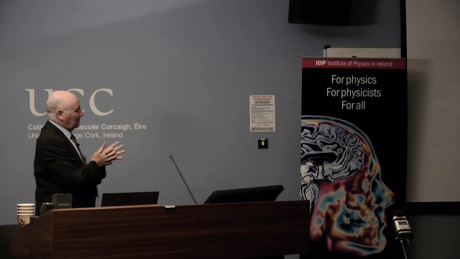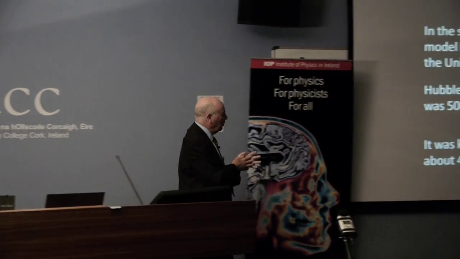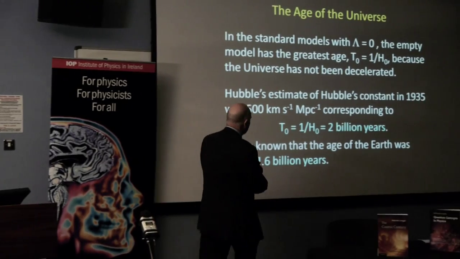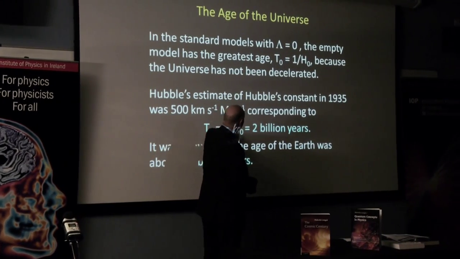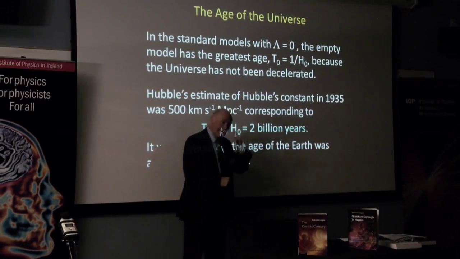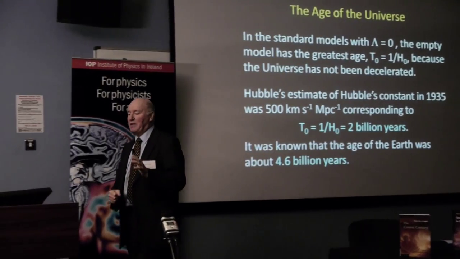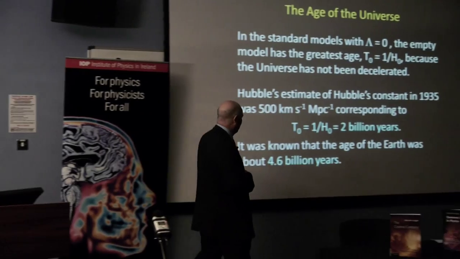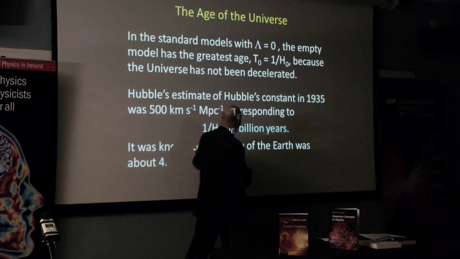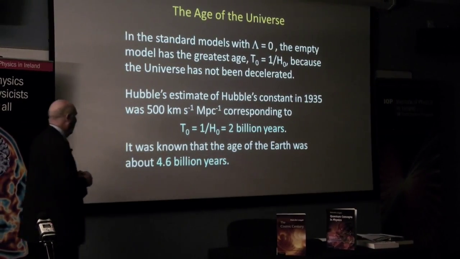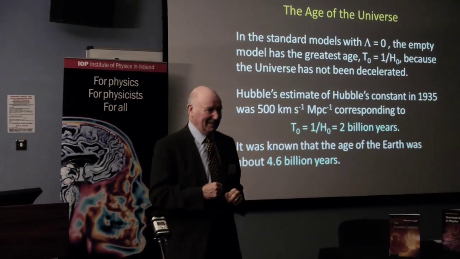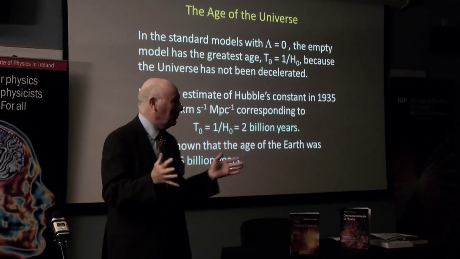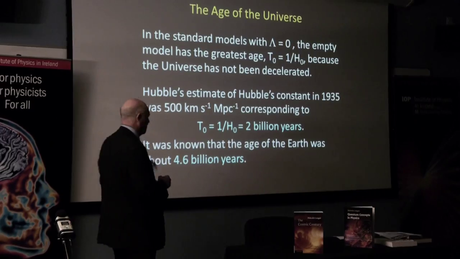But the other thing, which again Paul mentioned, was you can work out the age of the universe. And we use Paul's formula. Just take 1 over the Hubble constant. And at that time, if you used the best value from Hubble, it was about 500 kilometers per second per megaparsec, which would correspond to an age of the universe of 2 billion years. And that is bad news, because even at that time, people knew that the age of the Earth was 4.6 billion years.